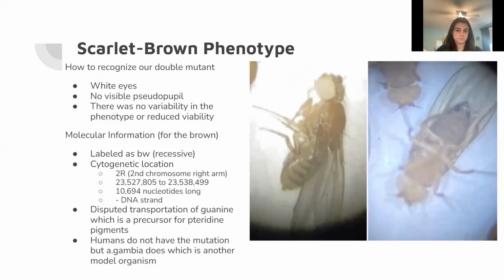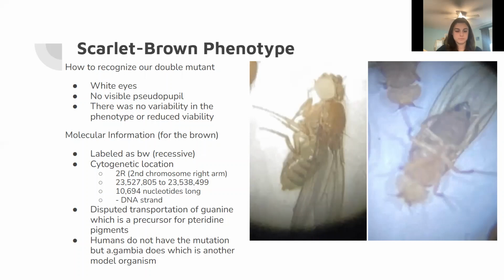The brown mutation is a lot like the scarlet because it also disrupts the transporters, but this mutation disrupts the transporters that import guanine, which is essential to have the pteridine pigment. And it also affects the pteridine pigment and not the ommochrome pigment. Humans do not have this mutation, but mosquitoes do.